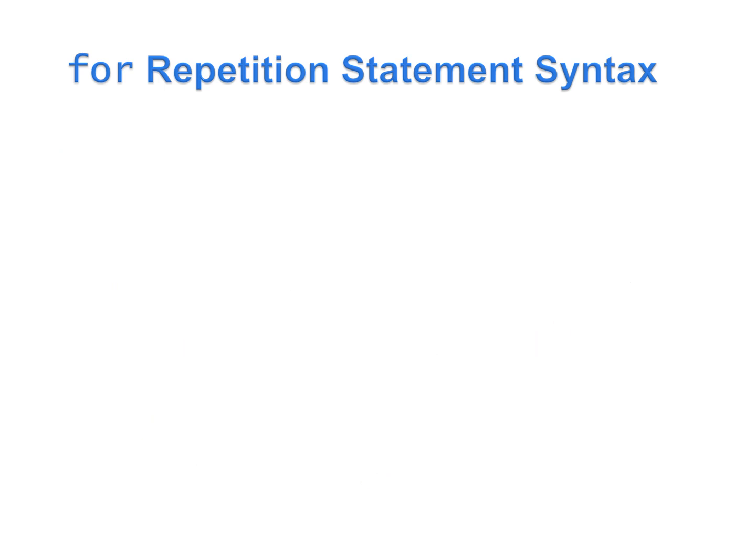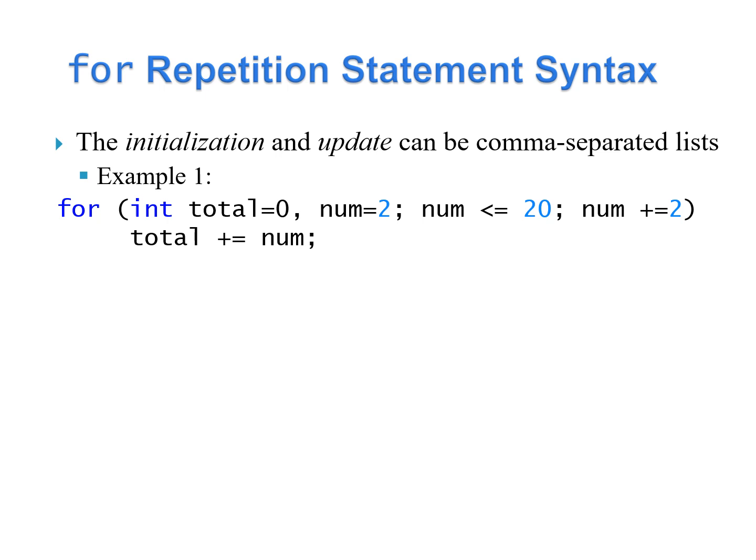Another detail in the for statement syntax allows you to have the initialization and update written in a comma separated list. For example, here we write the for loop with two assignments in the initialization. These two assignment expressions are separated by a comma. The first one initializes total to 0, and the second one initializes variable num to 2. And of course, both total and num are also declared within this for loop.